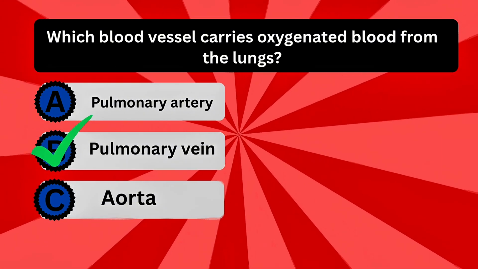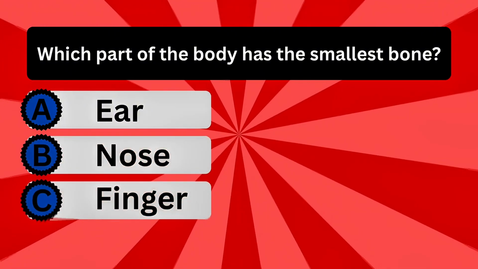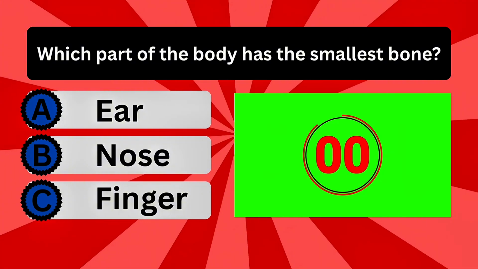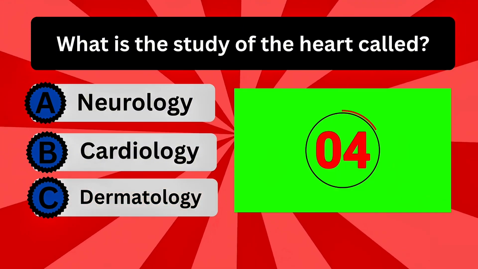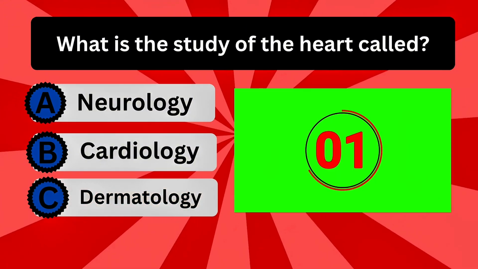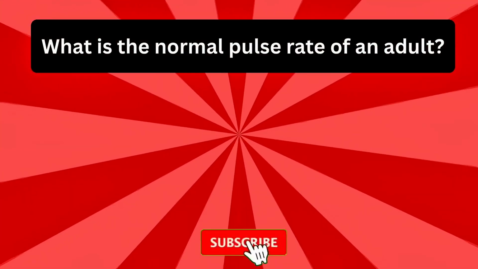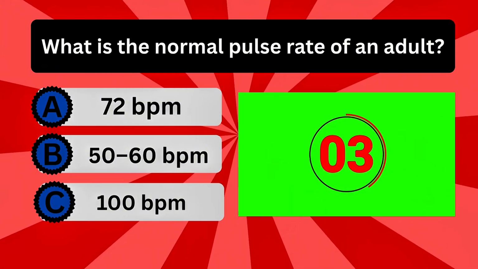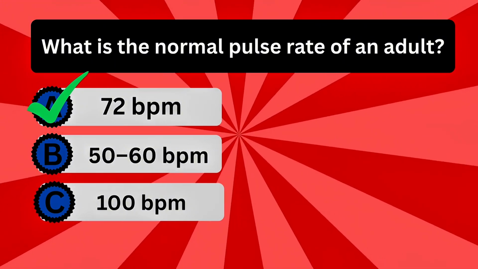Answer B, pulmonary vein. Which part of the body has the smallest bone? Answer A, ear. What is the study of the heart called? Answer B, cardiology. What is the normal pulse rate of an adult? Answer A, 72 beats per minute.